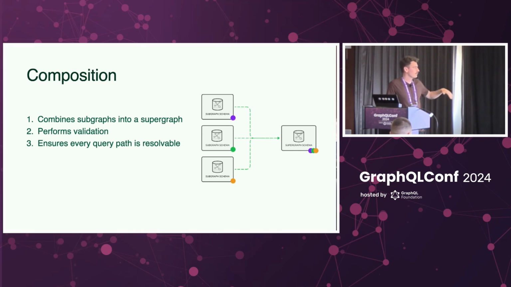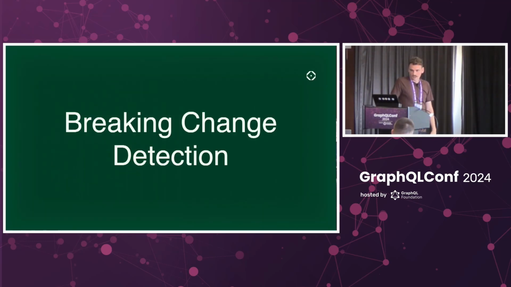But the core rule of the composition and federation in general is to make sure that every query path can be resolved by those subgraphs, because you don't want to end up having runtime errors that could be prevented at the validation phase, right? So the breaking change. Let's talk about breaking changes.